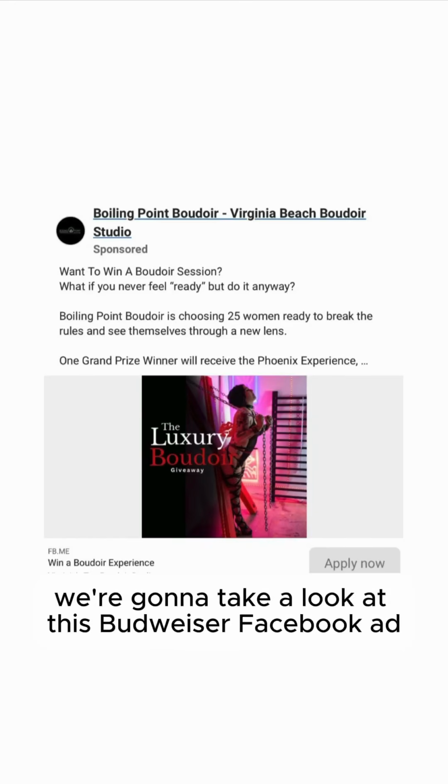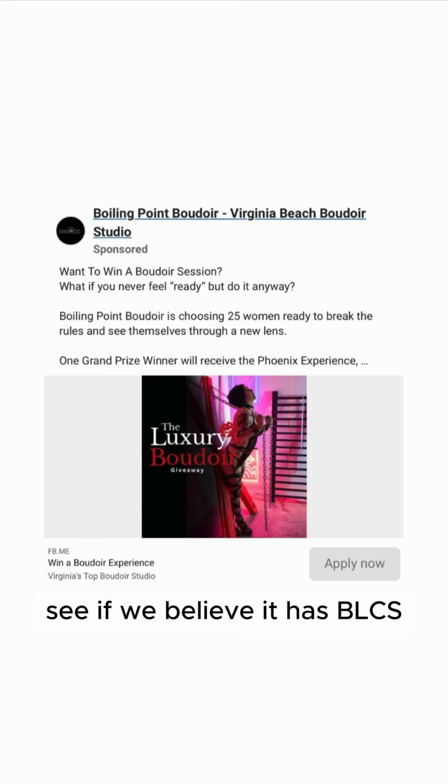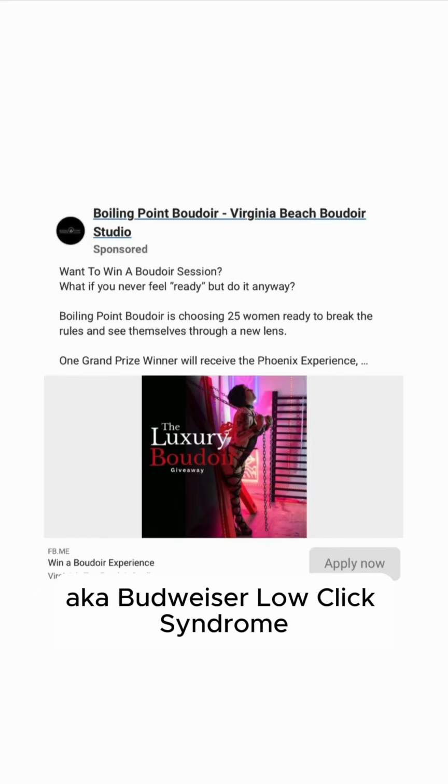All right, y'all, we're going to take a look at this Boudoir Facebook ad, see if we believe it has BLCS, aka Boudoir low click syndrome.